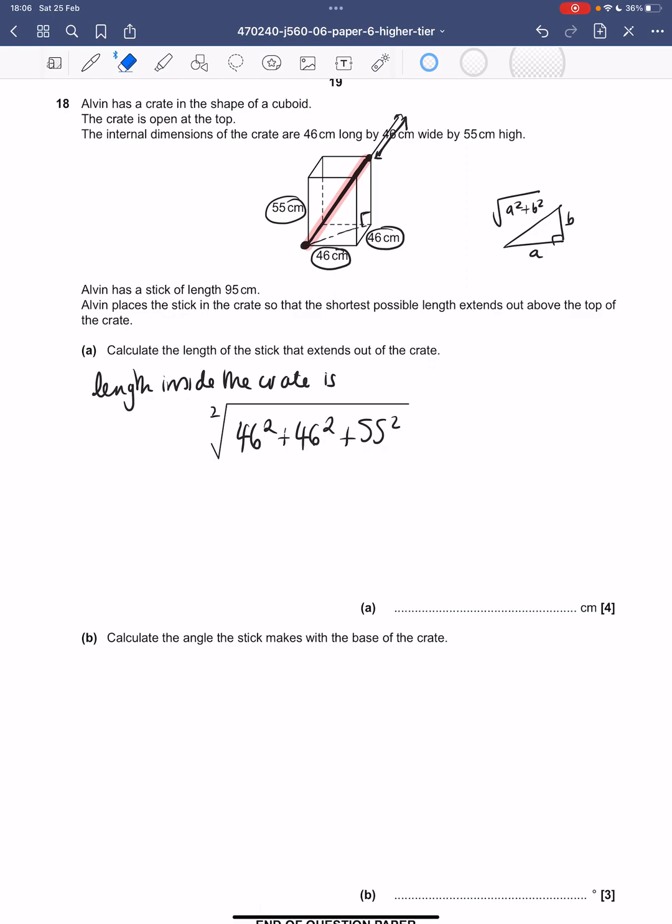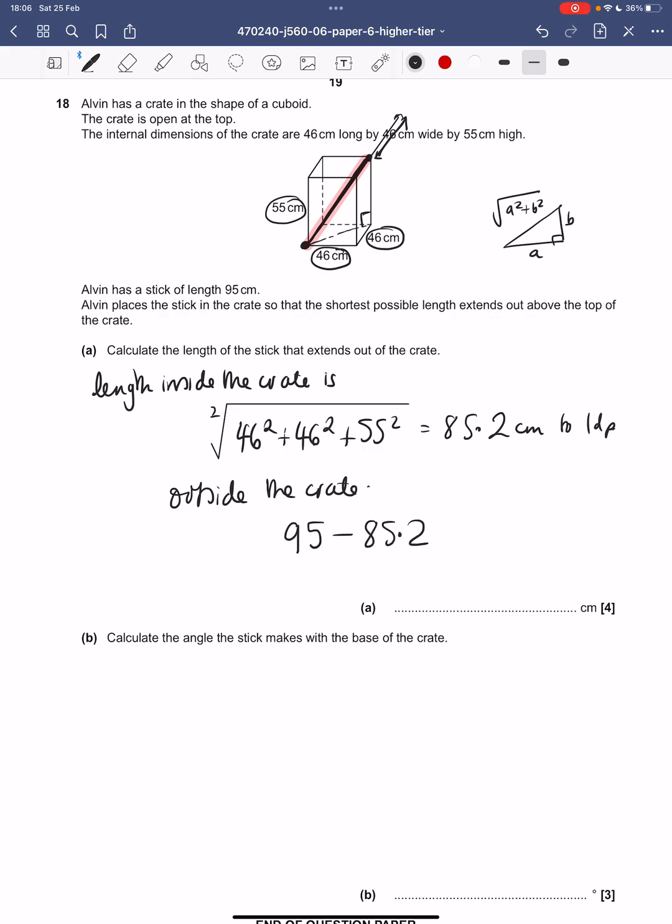So on the calculator, I've typed in exactly what's there using the square root button, and that comes up as 85.2 centimetres to 1 dp. So that's inside. So outside the crate, it's going to be 95 minus 85.2. 95 minus answer, 9.8 centimetres is outside. Okay.